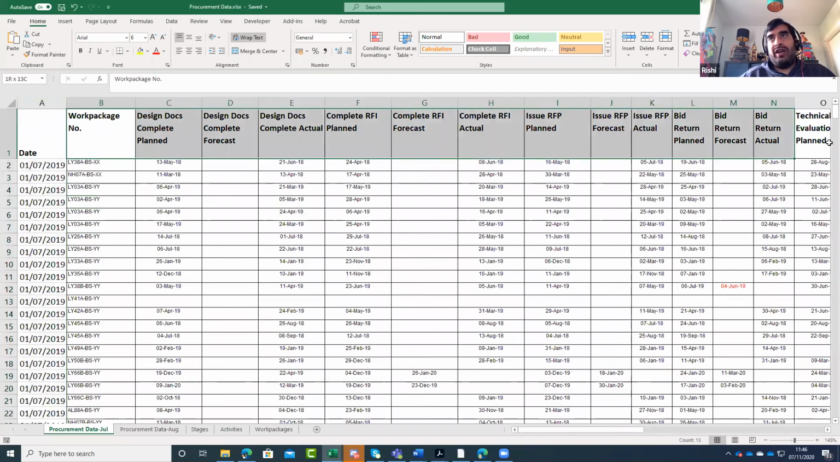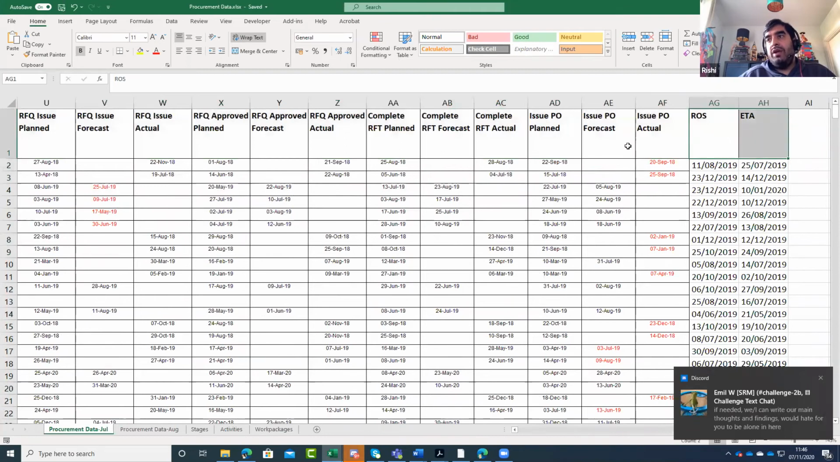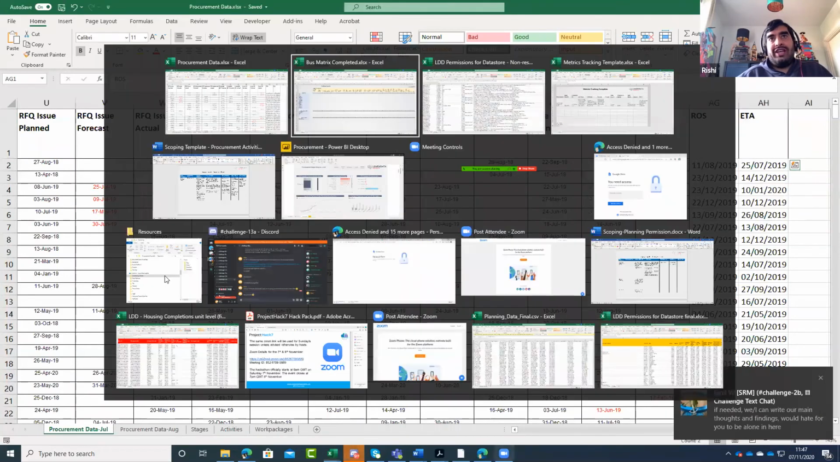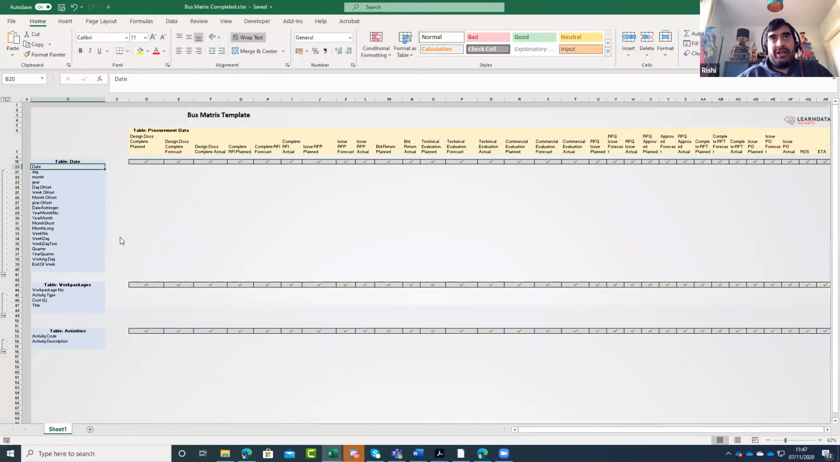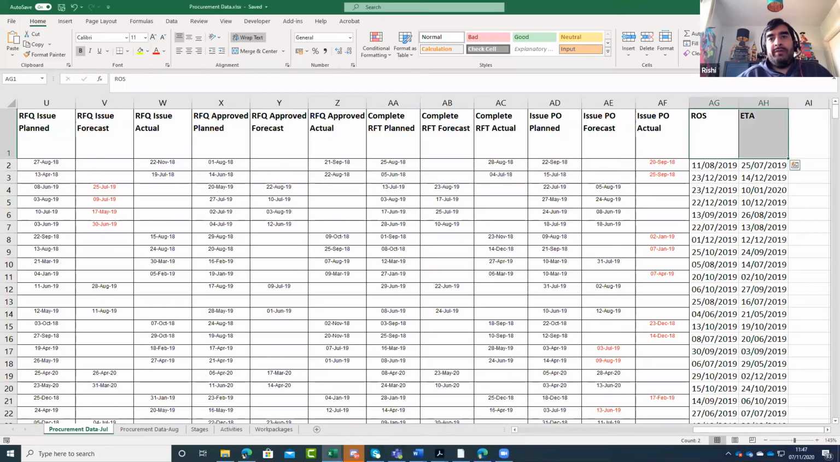And then we've got against all of these, we could have put all of these in there. We've got our ROS, our ETA, and then we've got the stages, work packages. So we've got the work package number. So that's kind of how that looks. And then if I show you how that looks in Power BI.